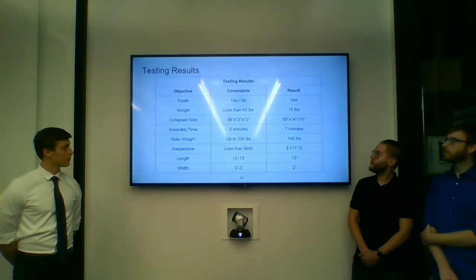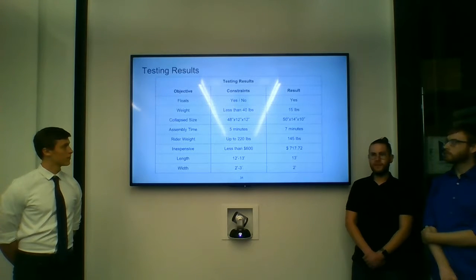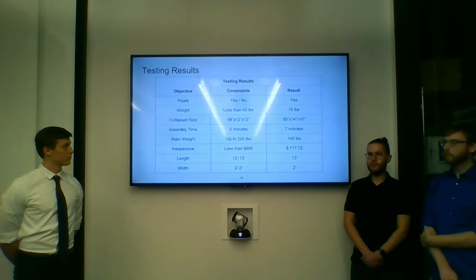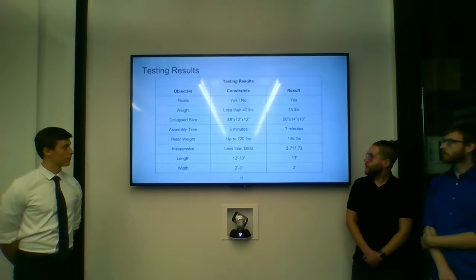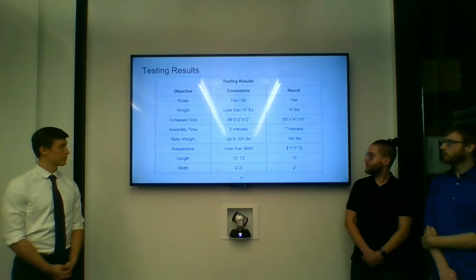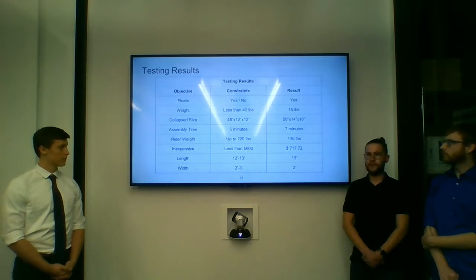Overall weight is 15 pounds. It collapses into 50 inches by 14 inches by 10 inches. The assembly time is 7 minutes. The rider weight we tested up to was 145 pounds. The cost came out to be $717.72. Our overall length is 13 feet. Overall width is 2 feet.